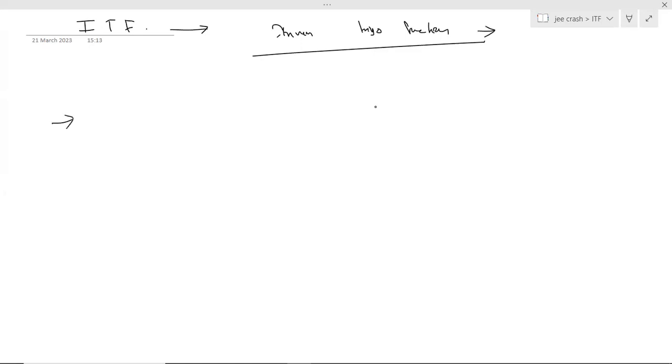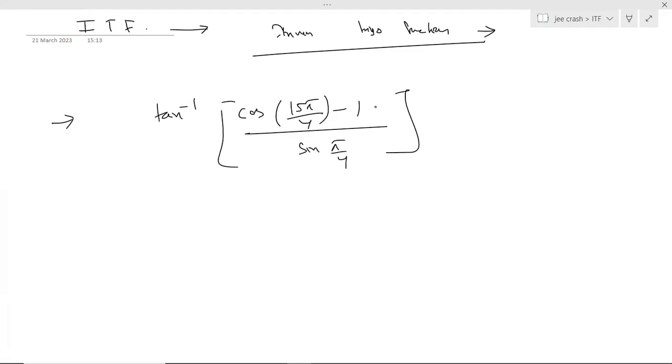For example, tan inverse of cos 15 pi by 4 minus 1, whole divided by sine pi by 4. All right, this question looks like inverse trigo questions. I am assuming you know the basics of inverse trigo, right? What is the basics? Domain, range, finding values.